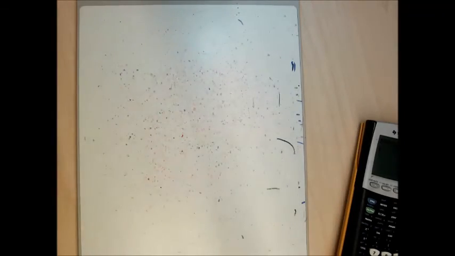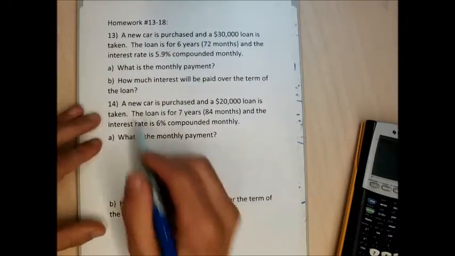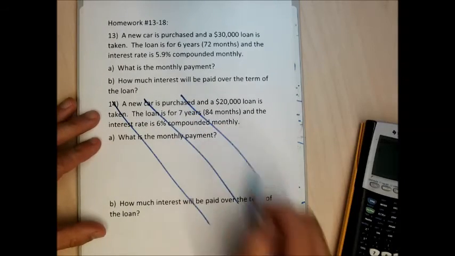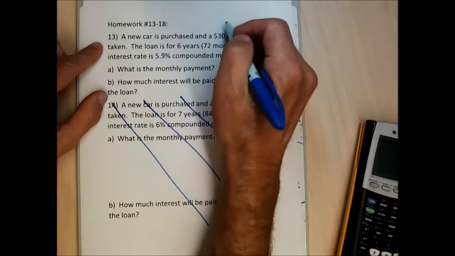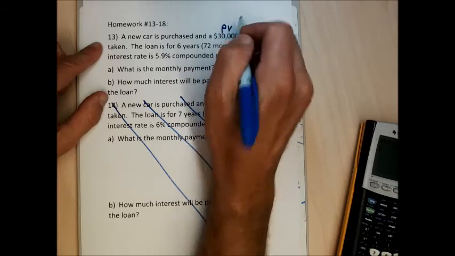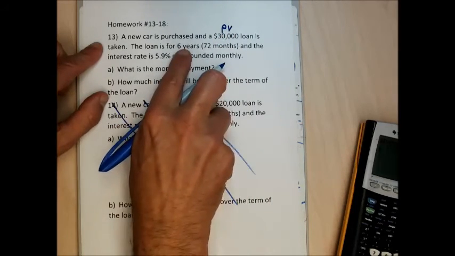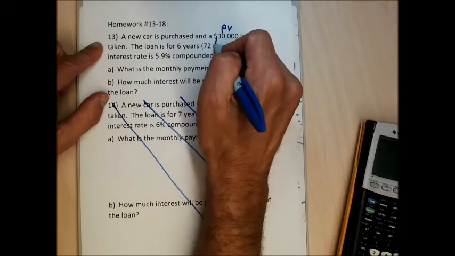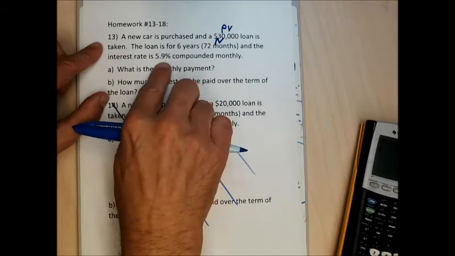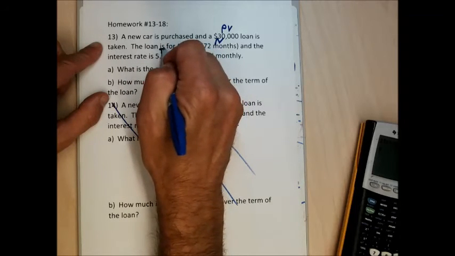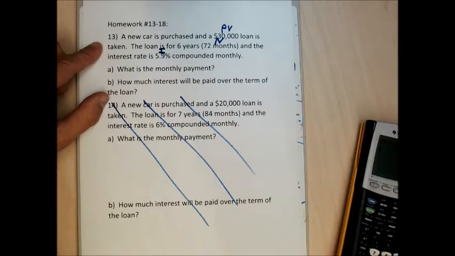All right, so let me walk through 13 with you and not do 14. So 13, a new car is purchased and a $30,000 loan is taken. The $30,000 is the PV. The loan is taken for 6 years or 72 months. The 72 is the N. The interest rate is 5.9% compounded monthly. The I is 5.9%. What is the monthly payment?